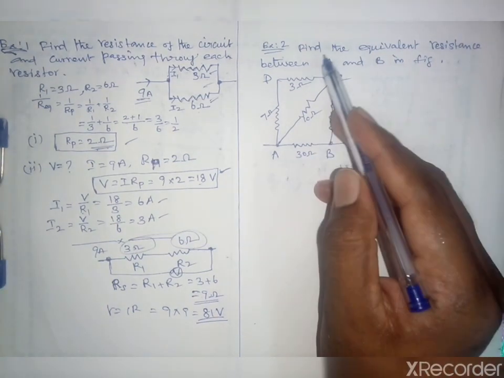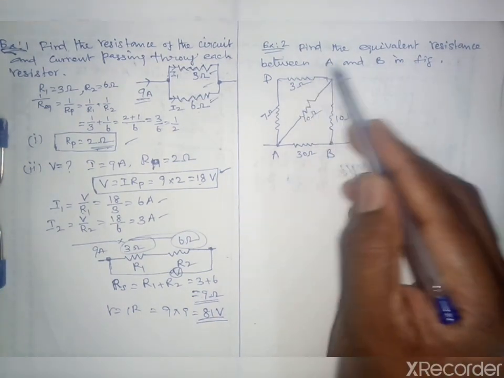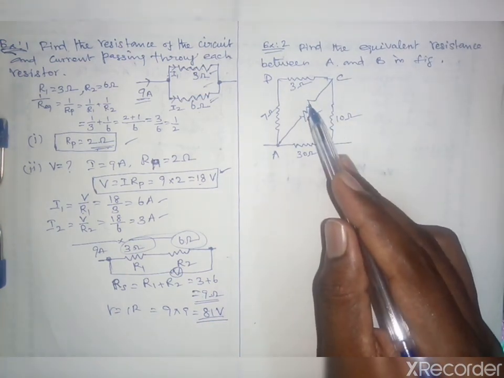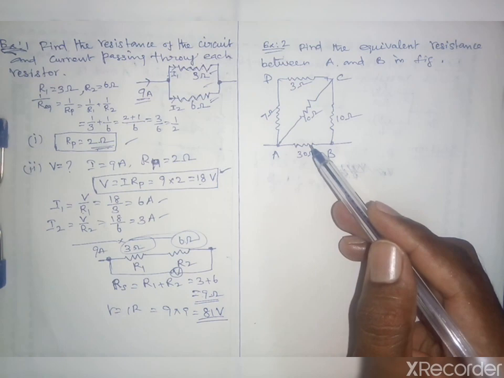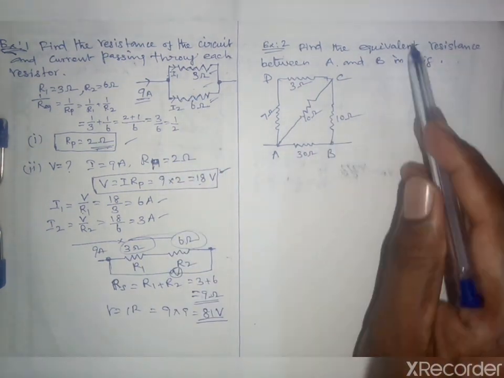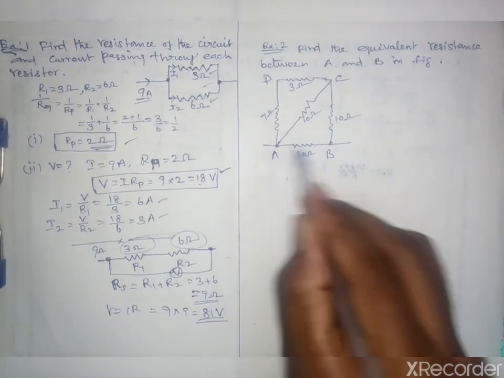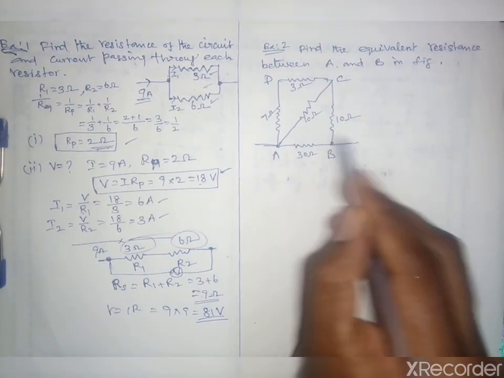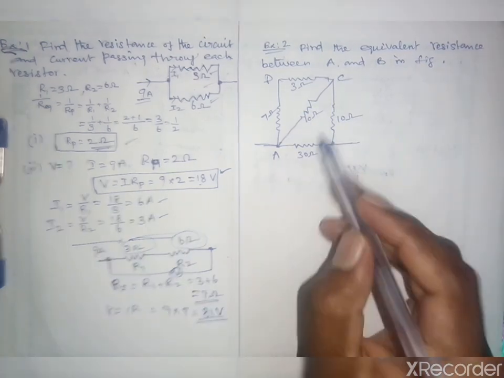So second sum. Find the equivalent resistance between A and B in this figure. So this is the combination of resistances in series and parallel. So mixed combination. So here is series and parallel combination. This is a mixed combination. So to find the equivalent resistance between A and B. A and B. So it is a closed circuit. So we should find A and B, the total resistance, that is equivalent resistance.